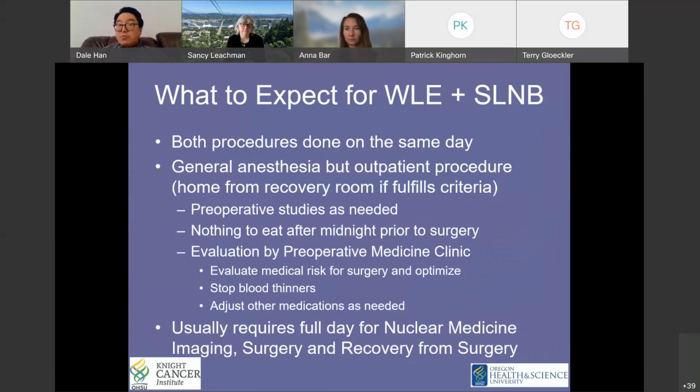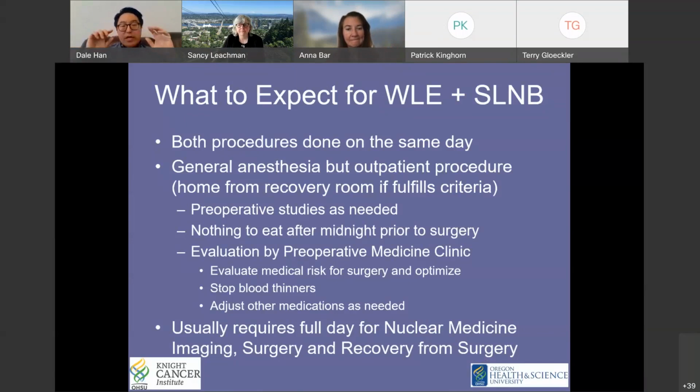So in doing this procedure, what would you expect as a patient? Well, both procedures, meaning the wide local excision and the sentinel lymph node biopsy, can be done on the same day. It's done under general anesthesia, but it's an outpatient procedure, and most patients go home from the recovery room if you meet criteria for being able to go home.